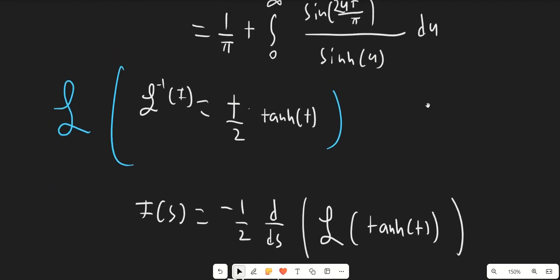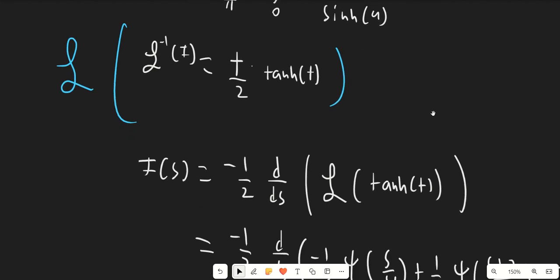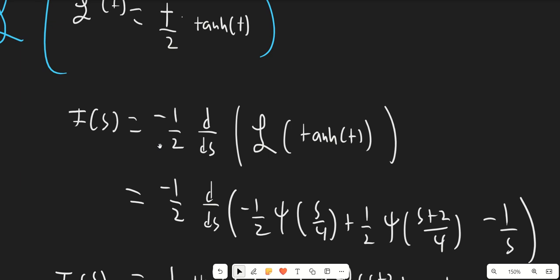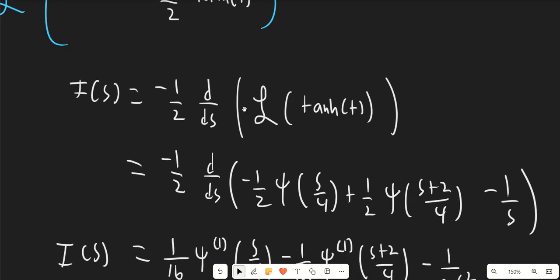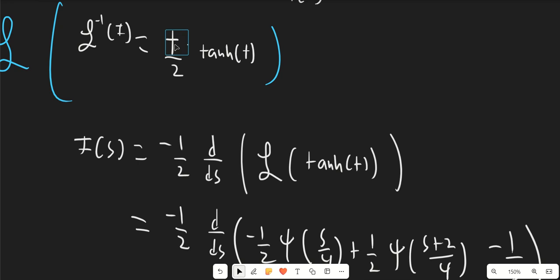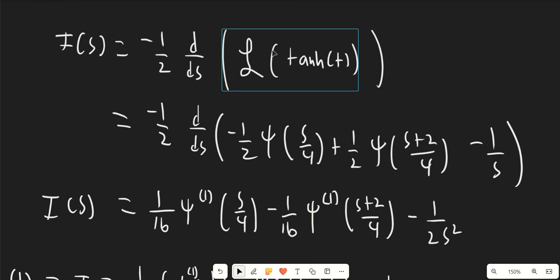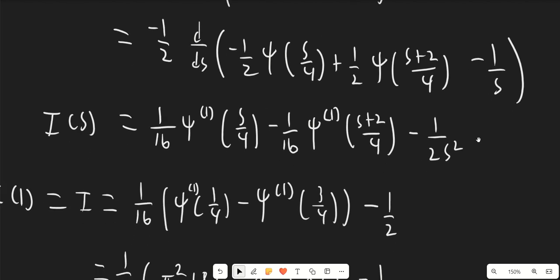And that will recover our original function I(s), which is one of the great things about the Laplace transform: it's one-to-one, so you can take inverses and forwards and repeat that process as long as you want. So we get I(s) equals negative 1/2 d/ds of the Laplace transform of hyperbolic tangent of t, just using the rule for this t in front. And so we substitute in the Laplace transform of hyperbolic tangent of t, which I have from earlier, right here. Then we differentiate it, and we get some expression with the trigamma function.